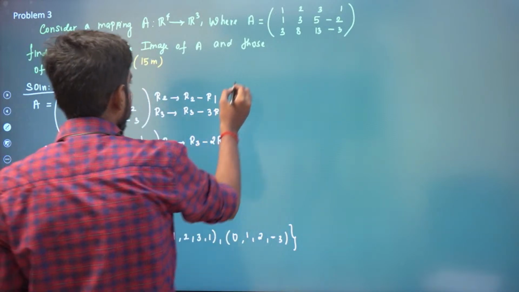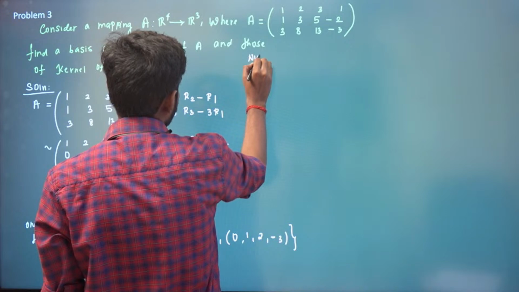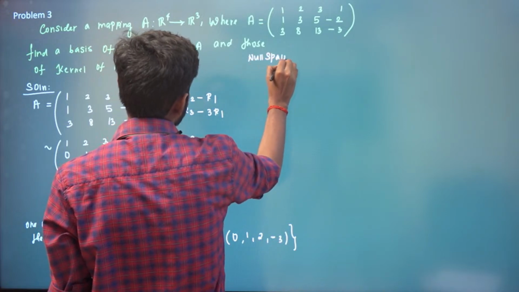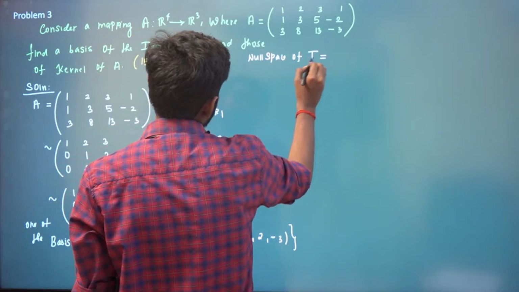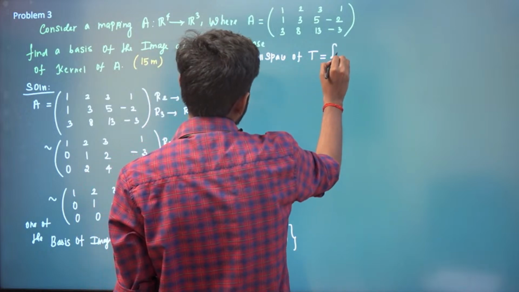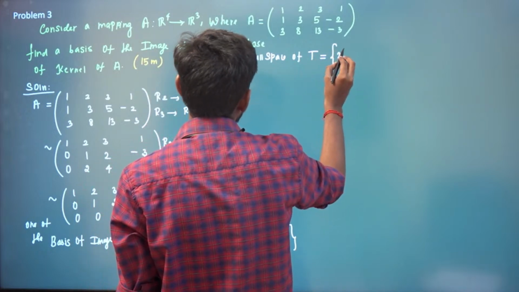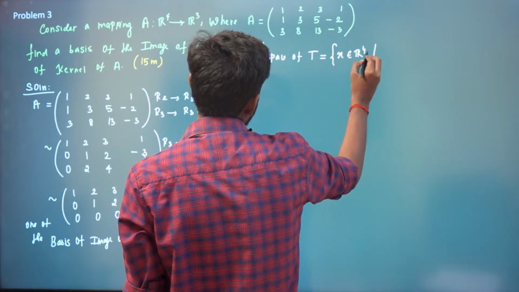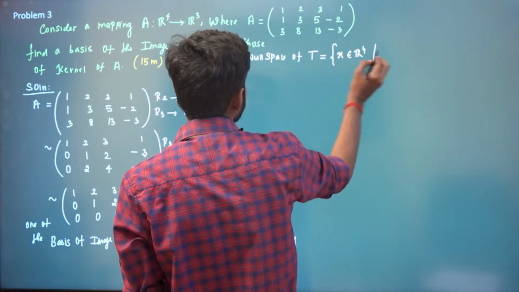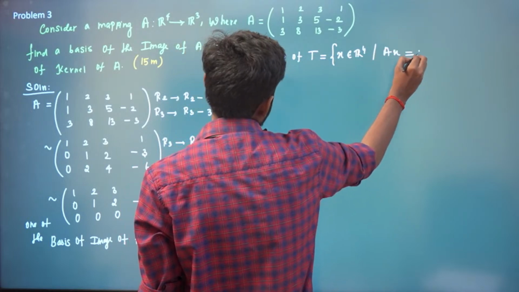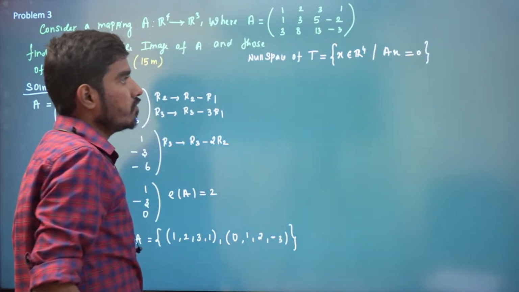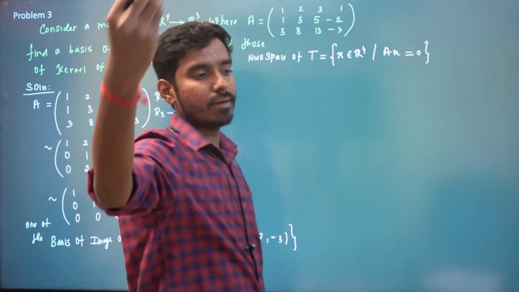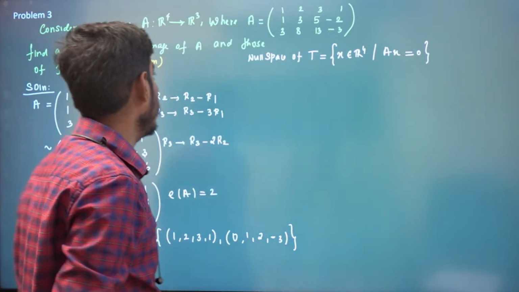Now we will find the null space of T. So what is the null space of T? The null space of T consists of all those vectors in R4 that map to 0. That map is given by A, such that Ax equals 0. So we need to find all those vectors in R4 that map to the 0 vector of R3.